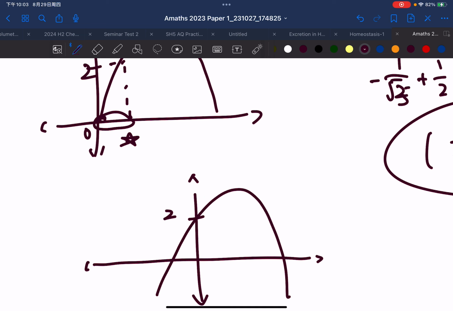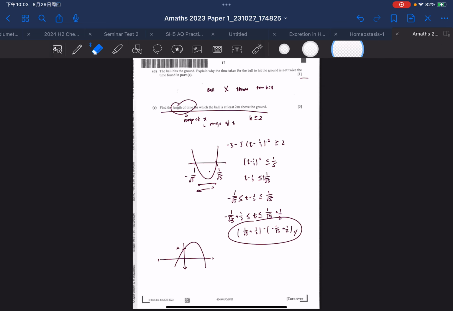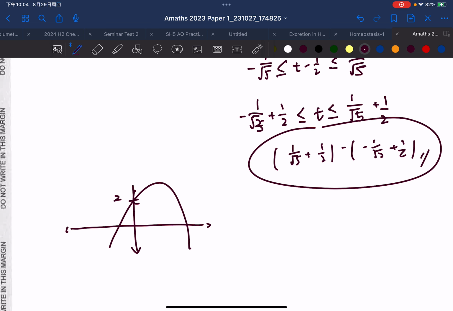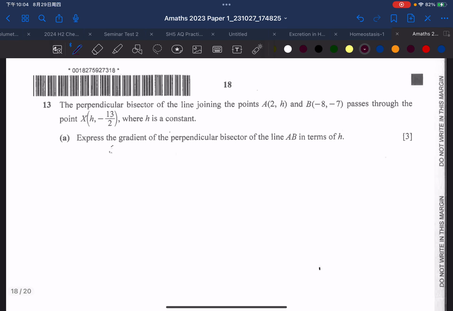This is 2. And for it to be at least 2 or larger, the ball is at least 2m above the ground, right? It's all the way from here to here. Can you get it? All the way from here to here. So basically, I just want to find this. So let's say that this is A and this is B. I want to find the distance of this. It will just be B minus A. So same here.